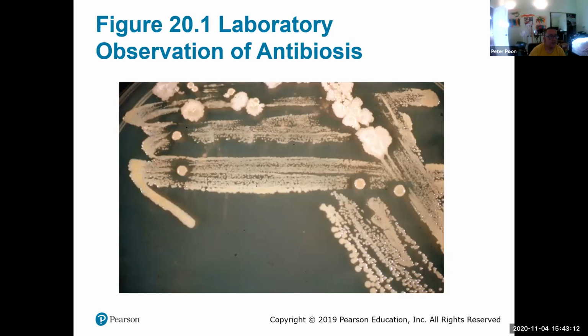So you can see here these colonies that are secreting things that are inhibiting other colonies. And you can see that there's a clear zone. That means that that substance is actually soluble in the agar and therefore soluble in water.